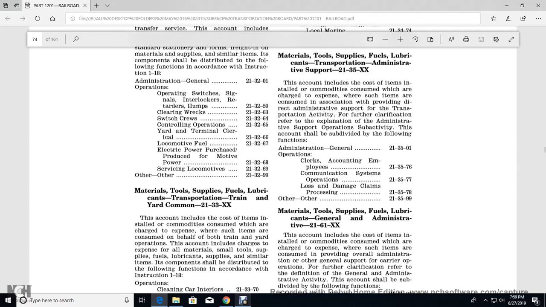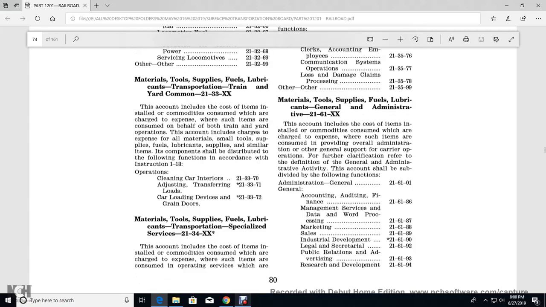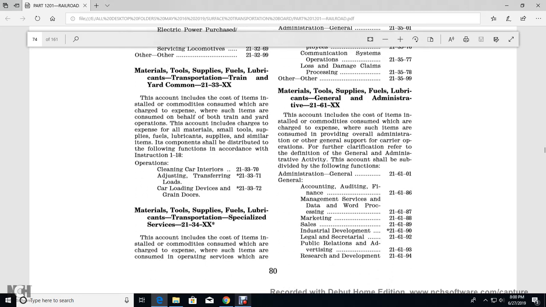on behalf of both the train yard and train and yard operation that include the charge for all of the materials, small tools, supplies, fuel, lubricant supply, with the charge distributed to the following functions according to 118. Operation: clean car interiors, adjusting, transfer, loading, car loading devices, and grain doors. Material supply with fuel, lubricant, and transportation specialized service 2134 double X.